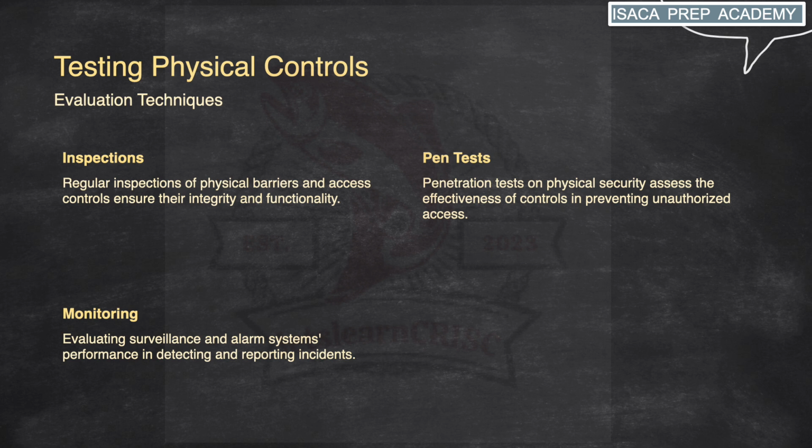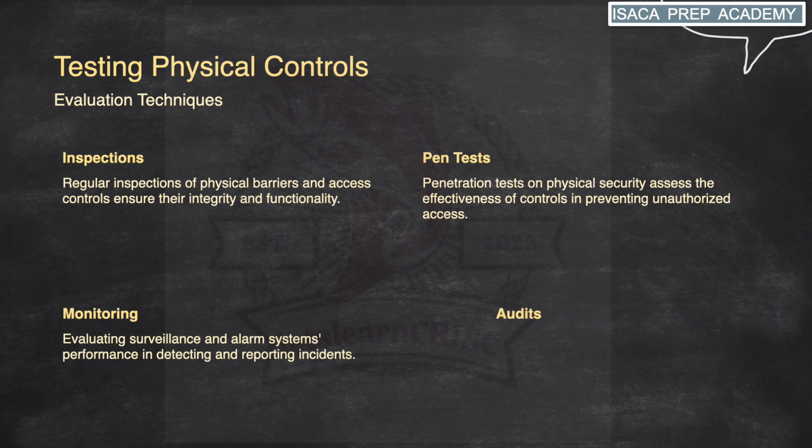Friends, by regularly monitoring surveillance and alarm systems, organizations can proactively identify security threats, respond to incidents promptly, and mitigate risk to their assets, data, and personnel. Additionally, monitoring helps to ensure compliance with the regulatory requirements and industry standards for security and surveillance practices. Overall, friends, effective monitoring plays a crucial role in maintaining a robust security posture and safeguarding against potential security breaches and threats.